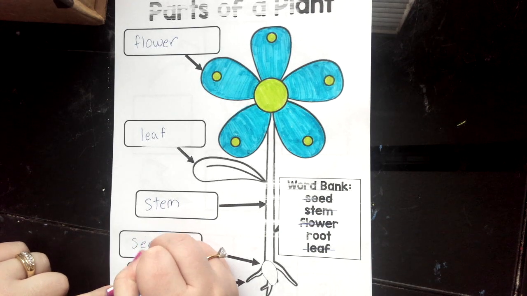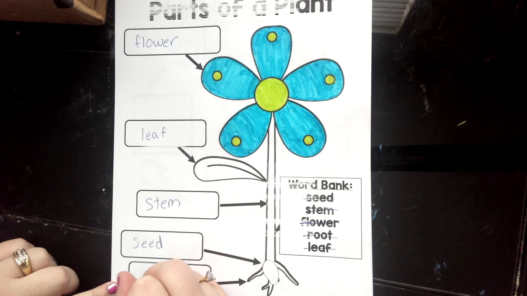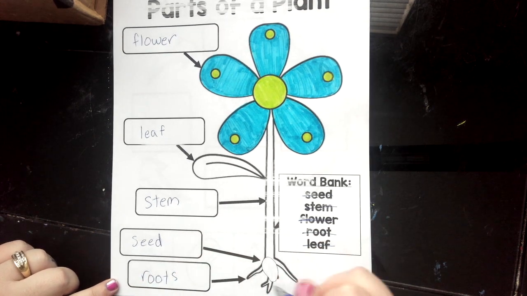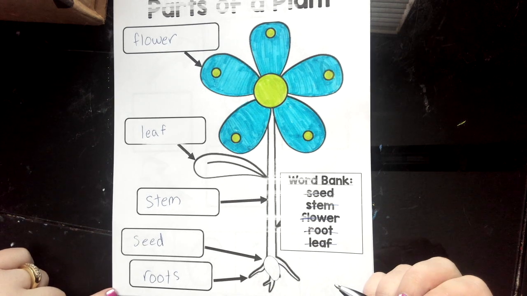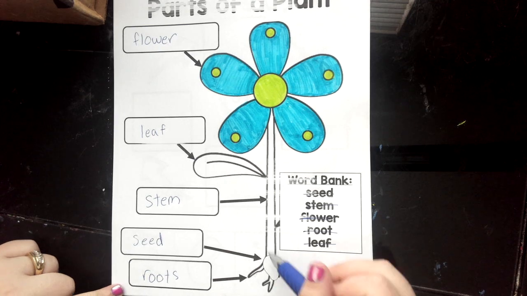That's what our plant comes from, the seed. And last, we have our roots. So this bottom part here, these are the roots. They're in the soil and they get water. And the water goes through our roots and goes through the rest of our plant.